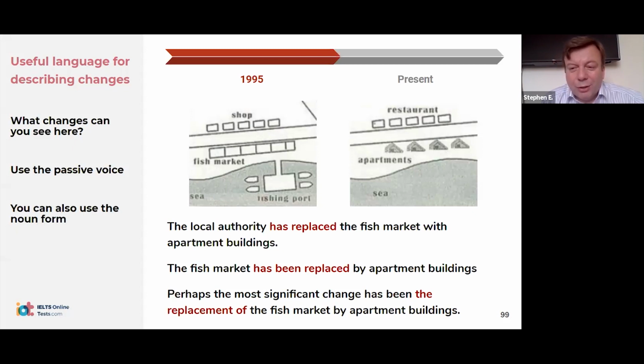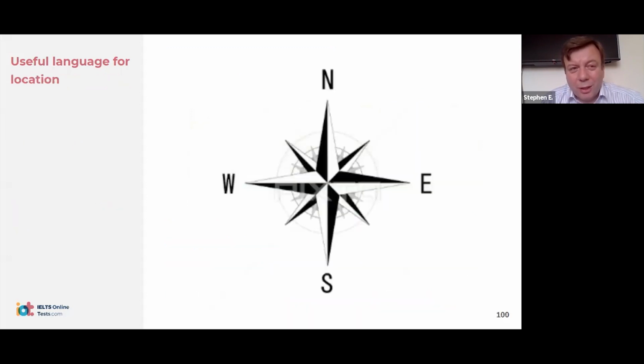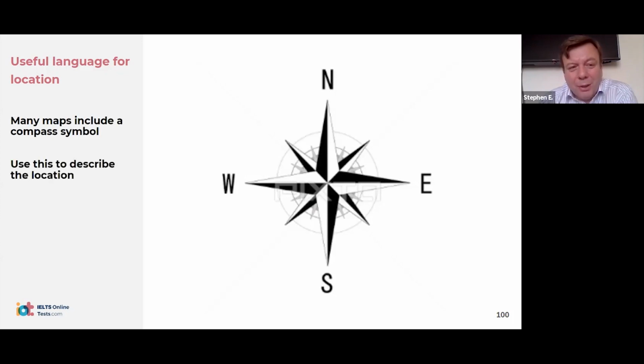So everyone's on the right lines. Some good use of vocabulary there, guys. So that's good. So useful language for location. So you might not always see this on a map. Sometimes you will, sometimes you won't. Also, sometimes you might see a key at the bottom of the map. So this is a nice compass symbol. So obviously, most of you would be familiar with this to describe location.